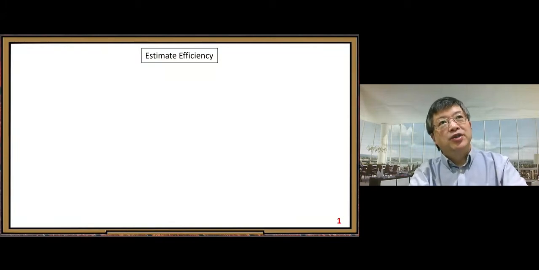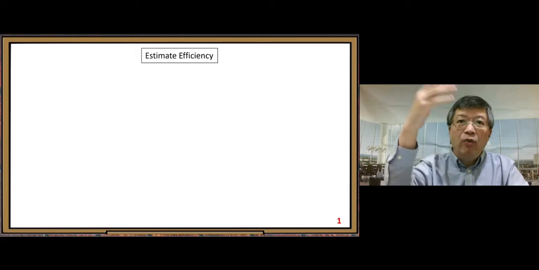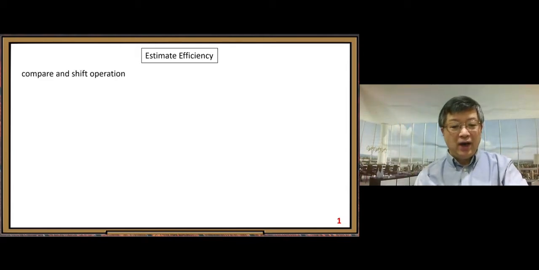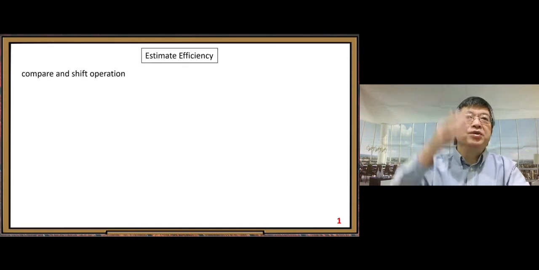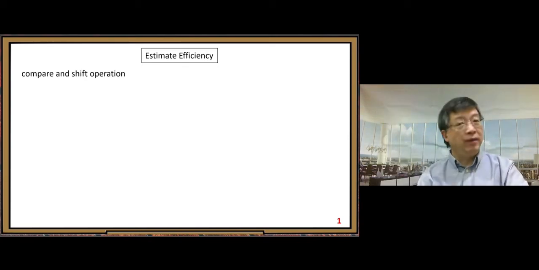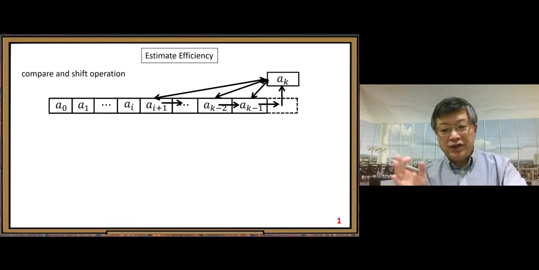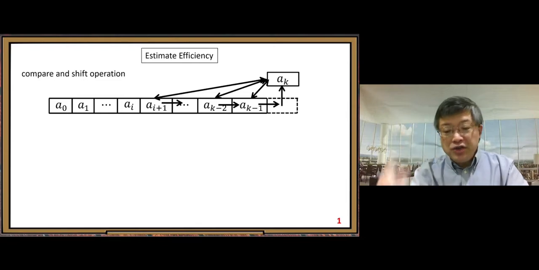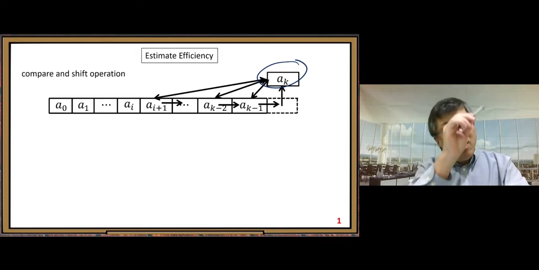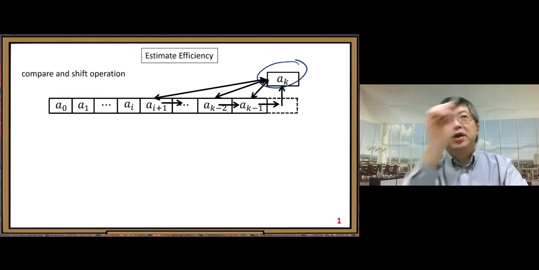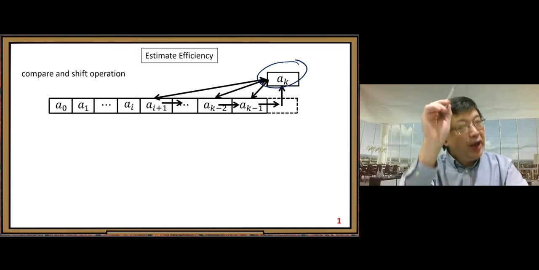Estimate efficiency. When we look at the whole procedure, we can easily calculate the number of operations we need to do. To do insertion sort, basically we just do compare and shift operations. So on this array, when we insert a general k element, how many comparison and shifting operations do we need?